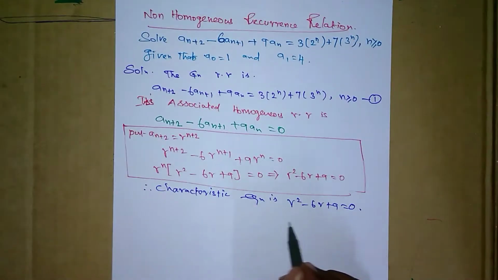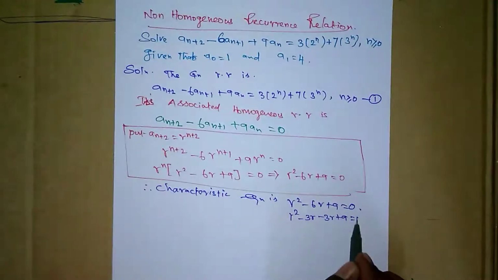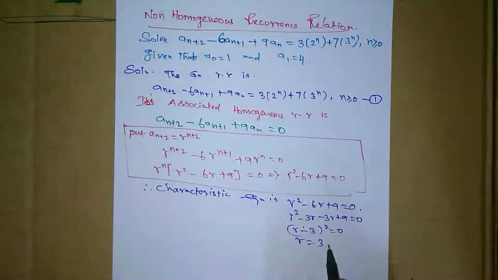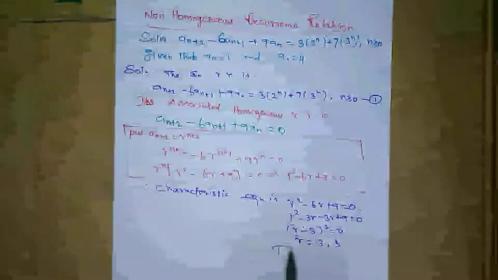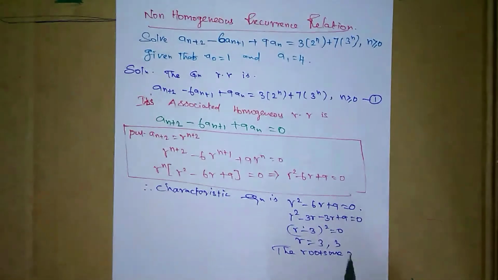Now the roots of the equation: r square minus 3r minus 3r plus 9 equal to 0. Therefore r minus 3 whole square equal to 0. Therefore r equal to 3, 3. The roots are real and identical.